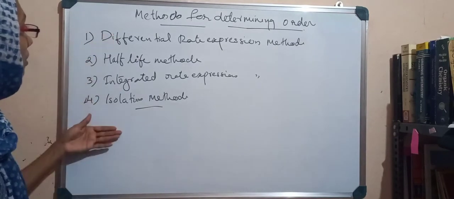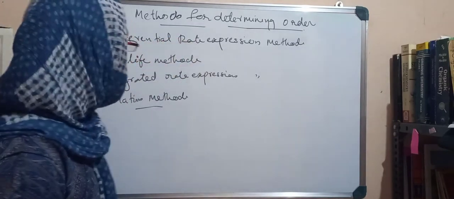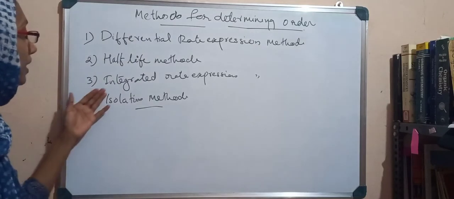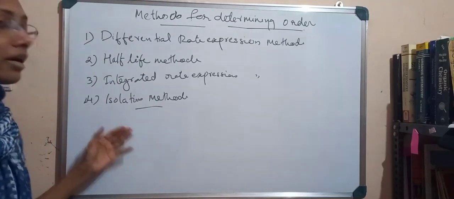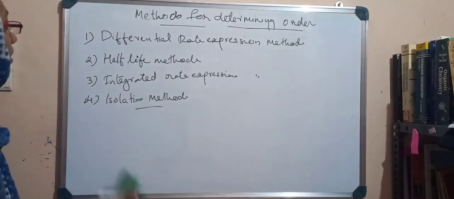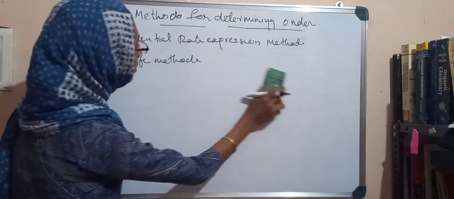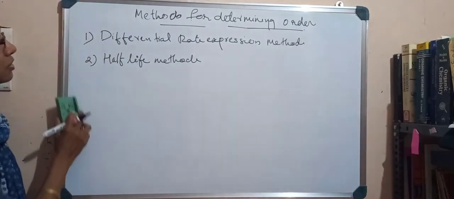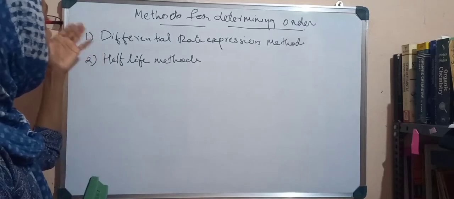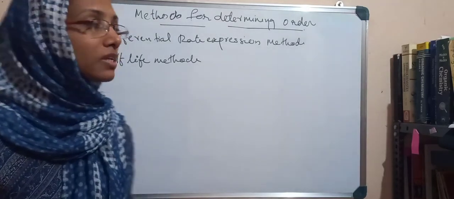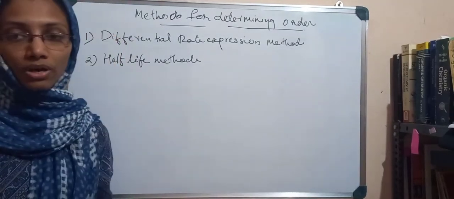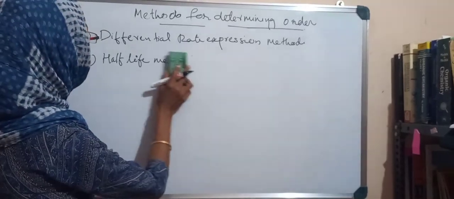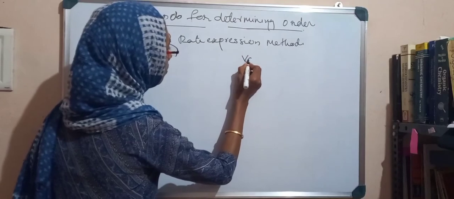There are four methods: differential rate expression method, half-life method, integrated rate expression method, and isolation method. These are the methods for determining order of reaction. Today I wish to discuss two methods: differential rate expression method and half-life method. Differential rate expression method was introduced by Van 't Hoff.